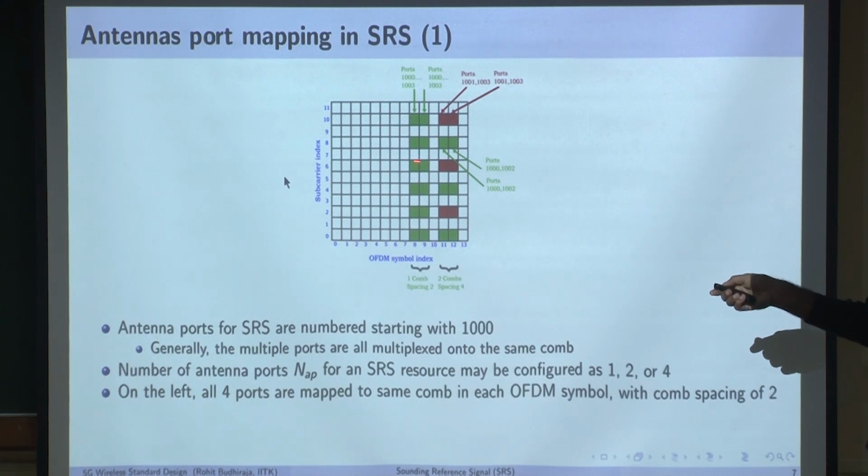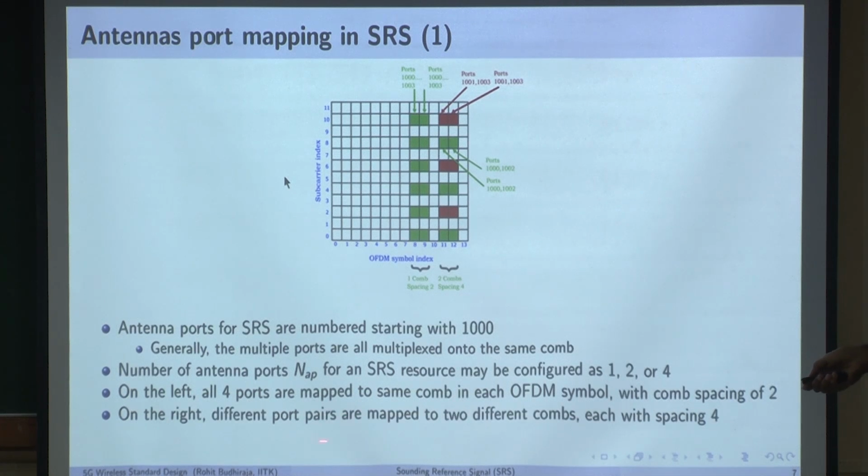So what are we saying here? On the same subcarrier we will have to create 4 different ports. You see all this green color, what is this green color telling? Ports 1000, 1001, 1002, 1003. All of these ports are mapped onto the same subcarrier. How are they created? That we will discuss. Some kind of code division multiplexing has to happen, like it happened for the DMRS.